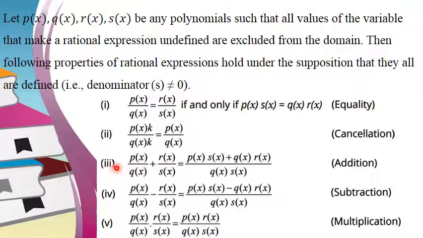In the third one, when we have two rational expressions, p of x upon q of x plus r of x divided by s of x, we are going to take the LCM. The LCM is the product of common and uncommon multiples. In these two there is nothing common, so we write both the uncommon ones, that is q of x and s of x, and after taking the LCM we apply the method.